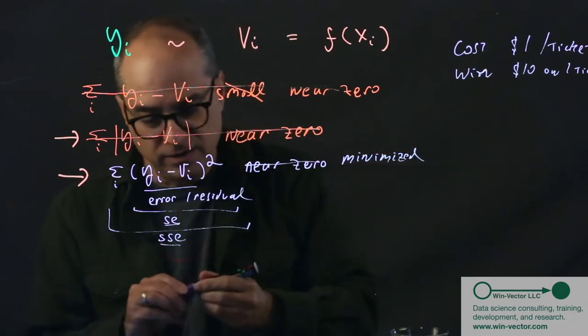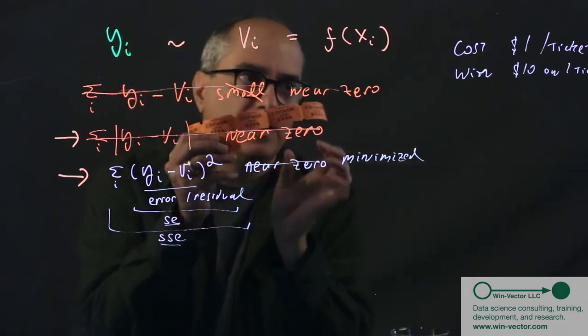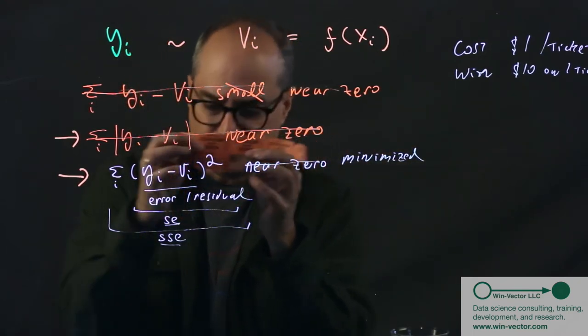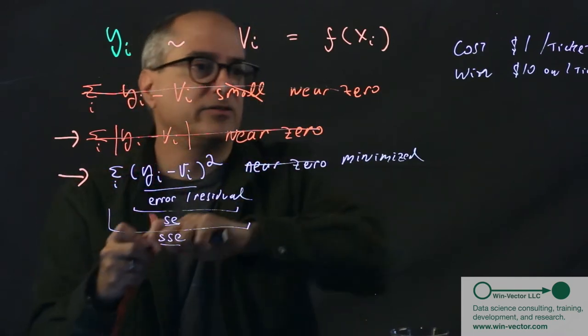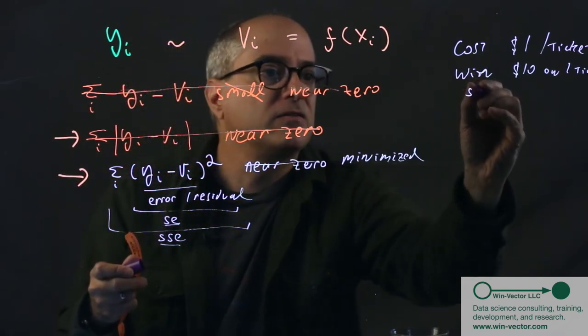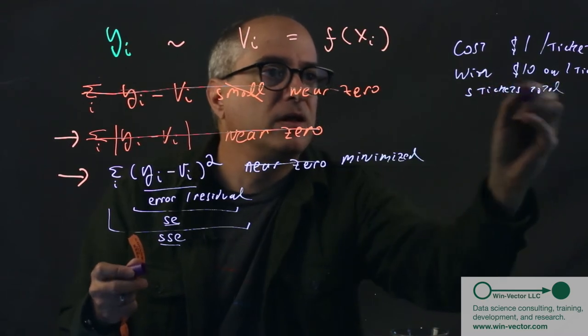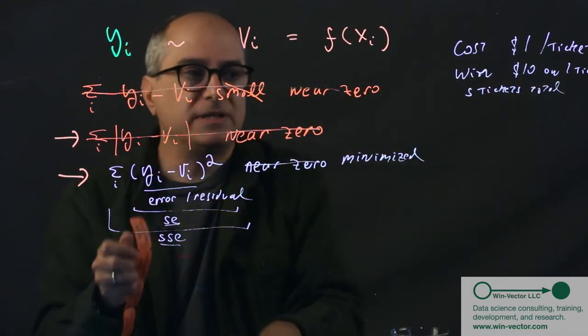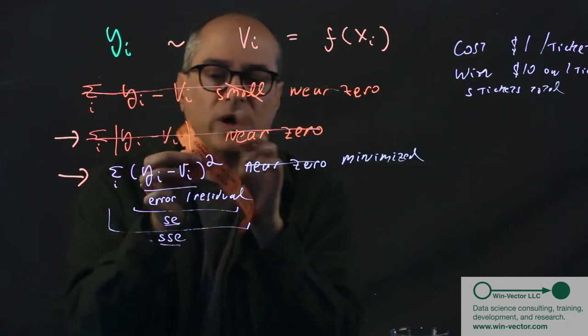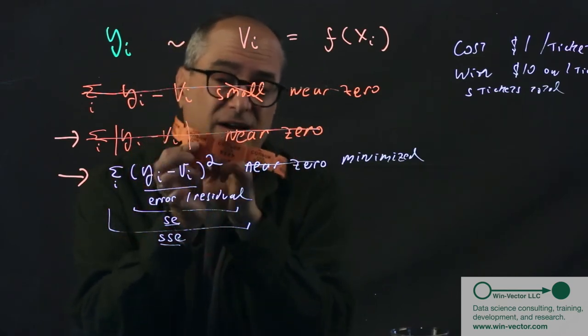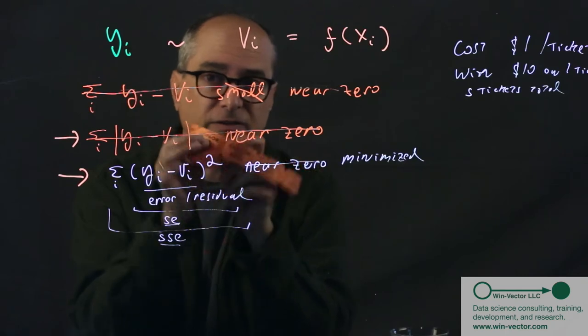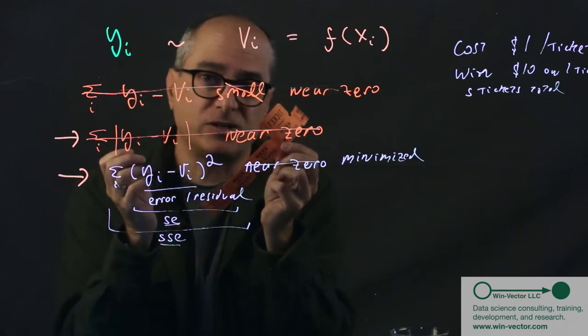So there's one and only one winning ticket, and there's five tickets in total. This is just a motivating example. One and only one of them is the winner. The winner is worth $10. Each ticket costs $5. It's simulating interacting with potential sales leads.